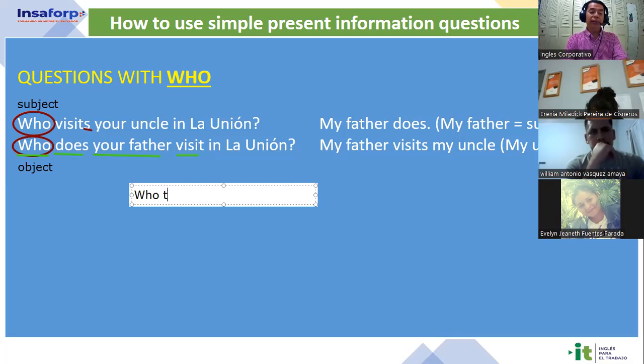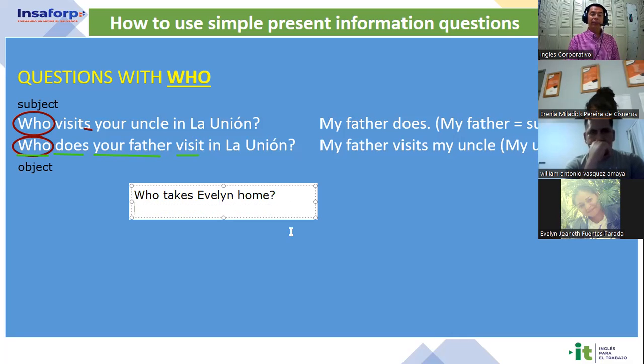Ok, who takes Evelyn home? ¿Quién lleva a Evelyn a casita? Who takes Evelyn home? Vamos a decir que, ¿qué le ponemos? ¿Un Uber, un taxi? Un taxi vamos a poner, ok. Good. Who takes Evelyn home? Who does the taxi take home? Okay. Who does the taxi take home?